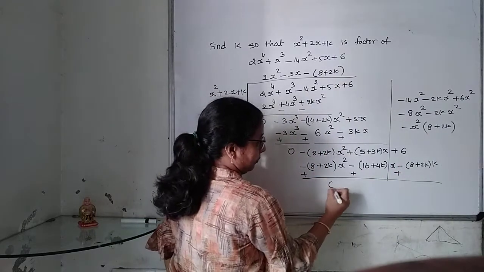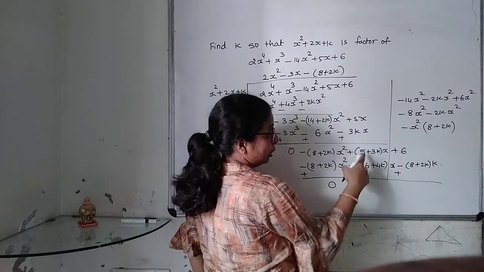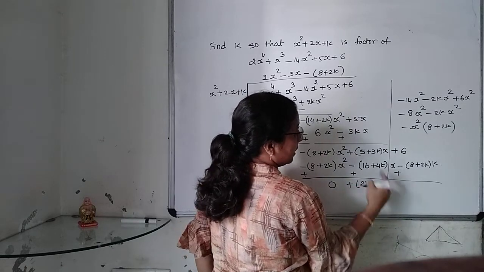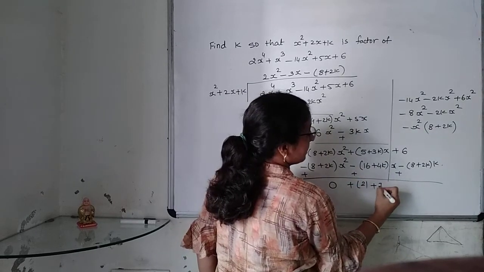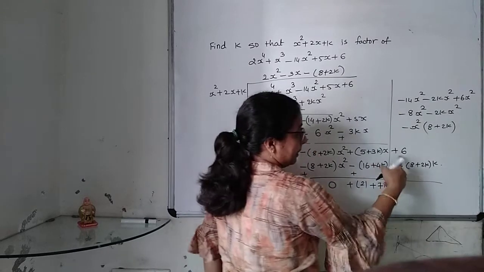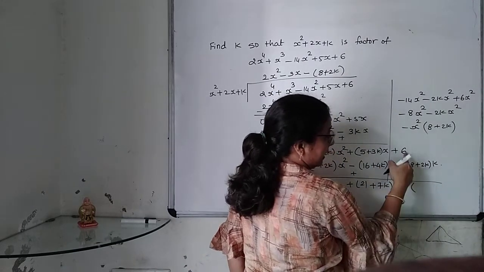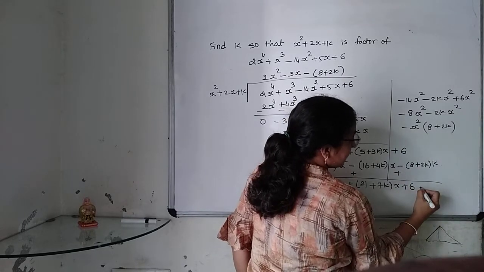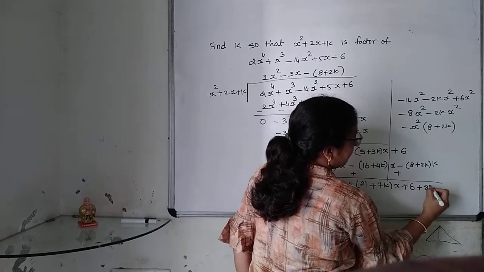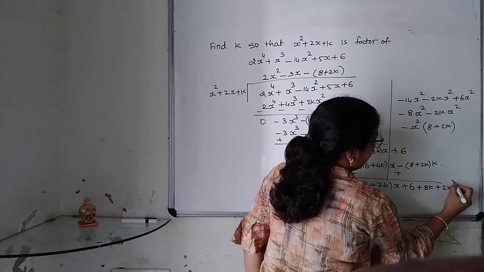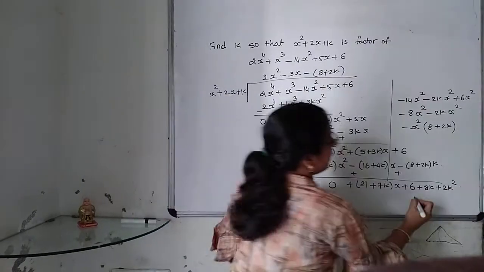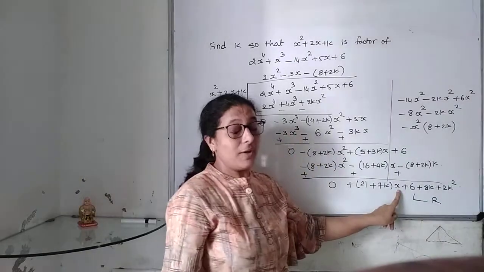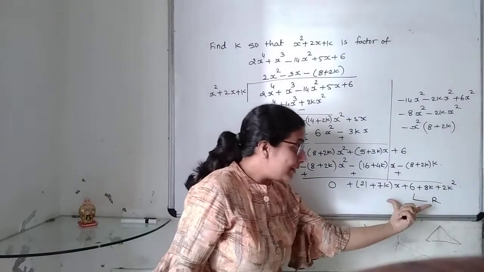So it is 0, plus 5 plus 16, that is 21, plus 4k plus 3k, that is 7kx, plus 8 plus here we can write 6 plus 8k plus 2k². That is our remainder now. Here is the x² and here is the x, so no one can multiply by anything, so that is the remainder.